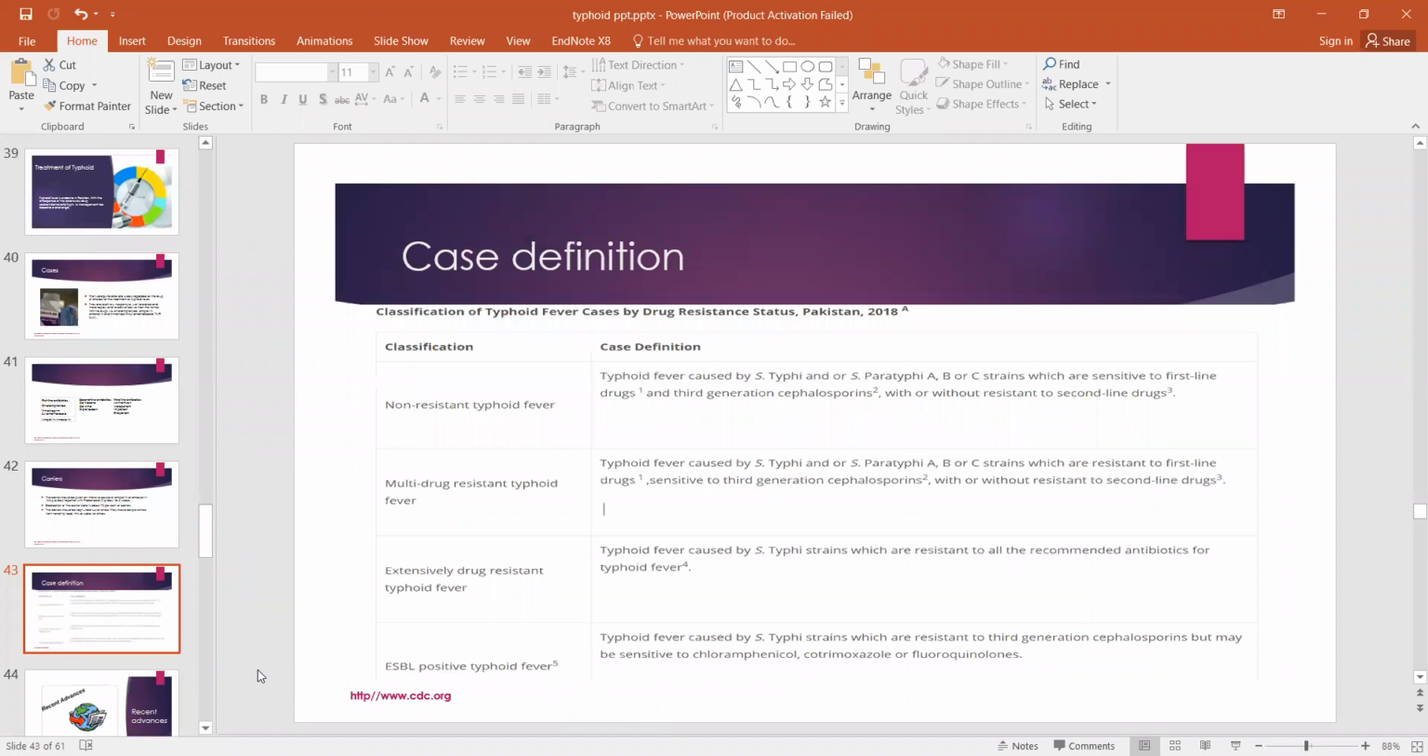There are some definitions. Non-resistant typhoid fever is typhoid fever caused by Salmonella typhi and Salmonella paratyphi A, B, C strains, which are sensitive to first-line drugs and third-generation cephalosporin, with or without resistance to second-line drugs. Multi-drug resistant typhoid fever is caused by Salmonella typhi or Salmonella paratyphi, which are resistant to first-line drugs and sensitive to third-generation cephalosporin, with or without resistance to second-line drugs.